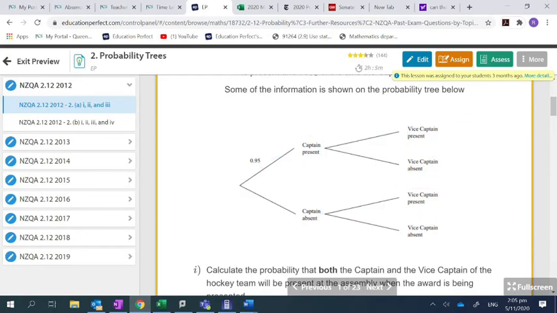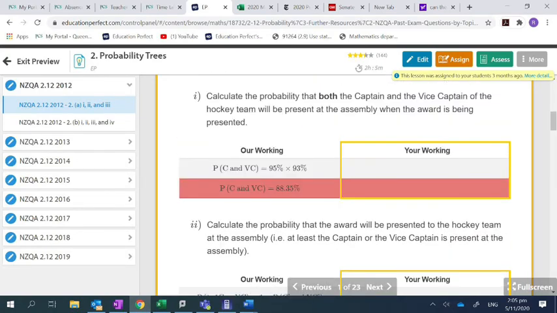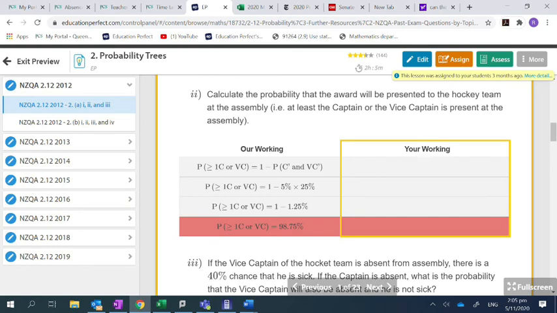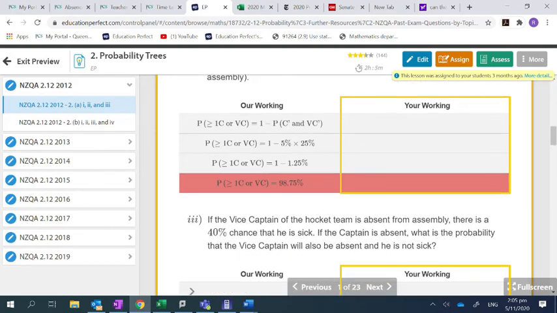Pretty straightforward. Okay. So you can see what they did. Probability that at least one of them is there. Okay? And they did it slightly different. We can just add them together.